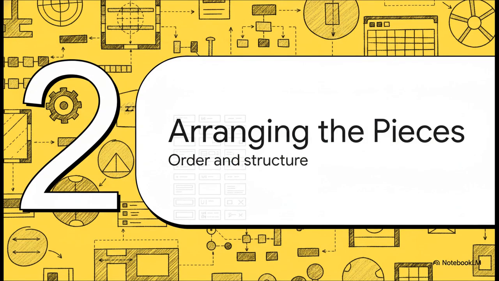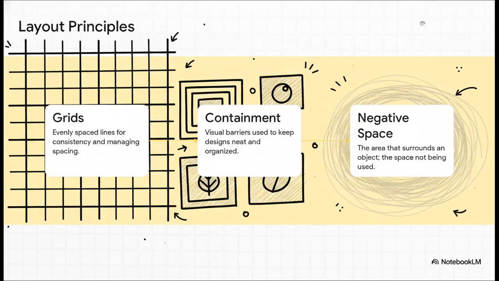Okay, so we've got all our pieces, our buttons, our text, our images. Now, how do we arrange them so they make sense? So the screen feels intuitive and not just a chaotic mess. This part is like being an architect for the page. It's all about bringing a sense of order and structure to the design. And to create that order, designers have a toolkit with 3 key principles.